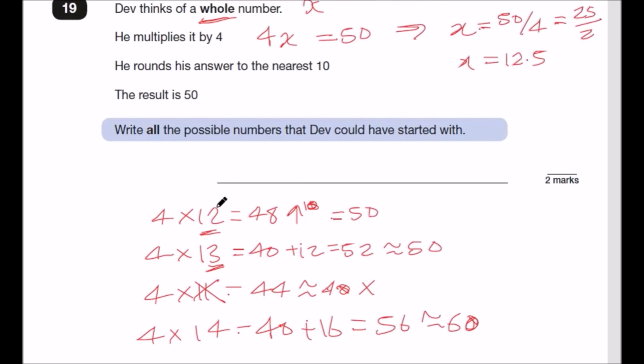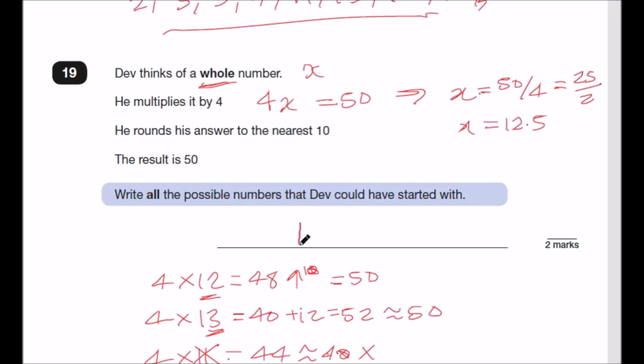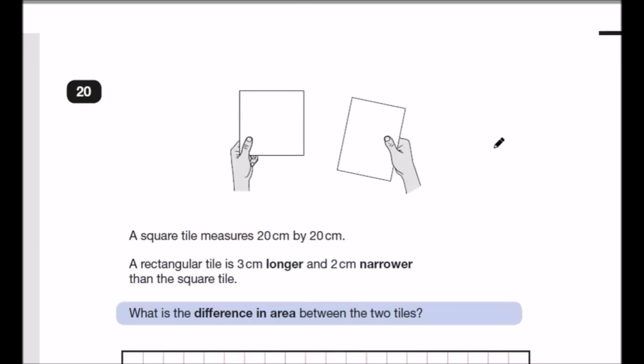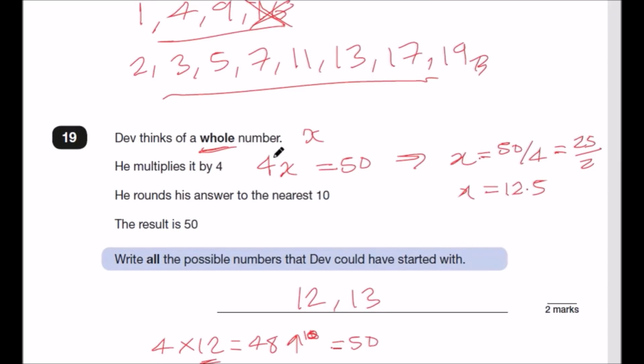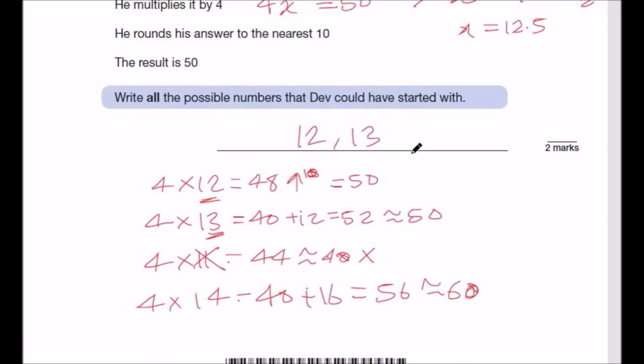So that means your only final answers could be 12 and 13. And I believe that's it. 12 and 13. Well, this was definitely a challenging question. So whoever did this right, give yourself a pat on the back. This is a bit tricky. So well done.